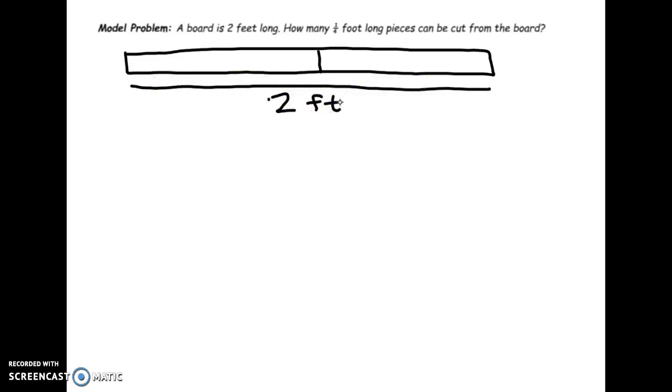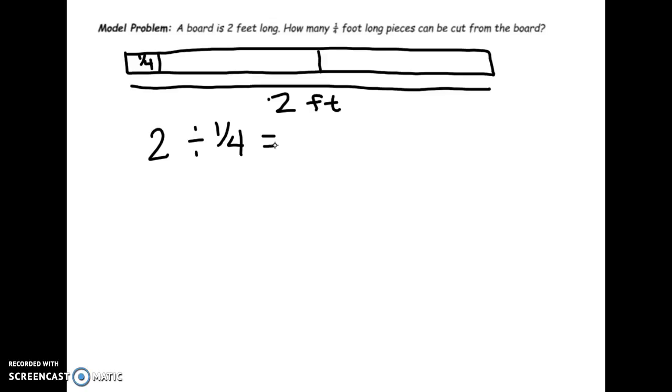So the question's asking, how many 1/4 foot long pieces can be cut from the board? So we're actually going to cut the board into 1/4 foot long pieces. When we're doing this, we're dividing the 2 feet down into 1/4 foot sections. So the equation for that would be 2 divided by 1/4 to answer the question of how many of these pieces I can cut from this board.